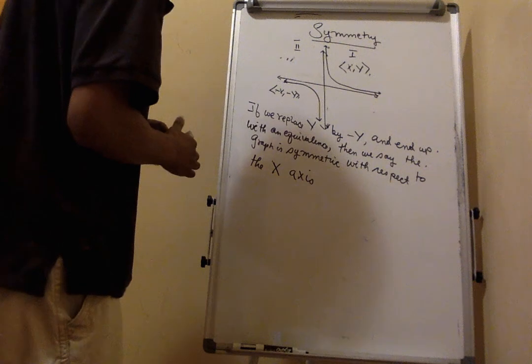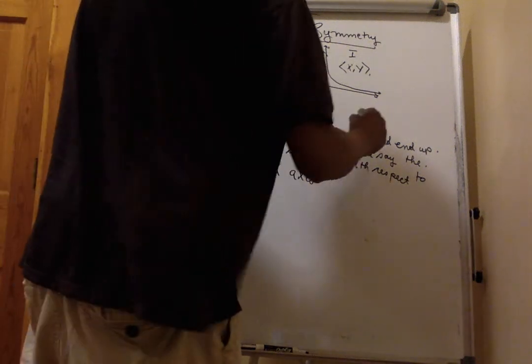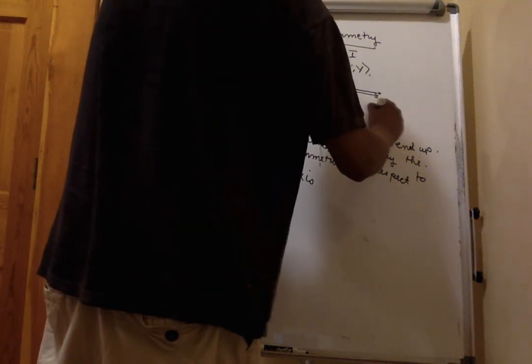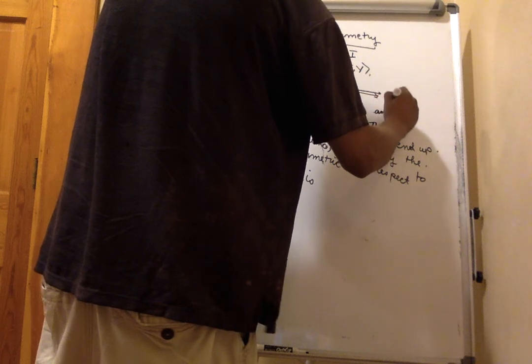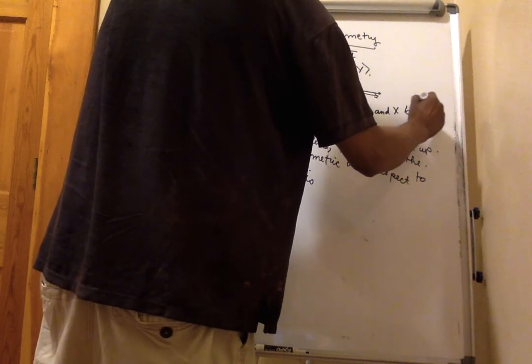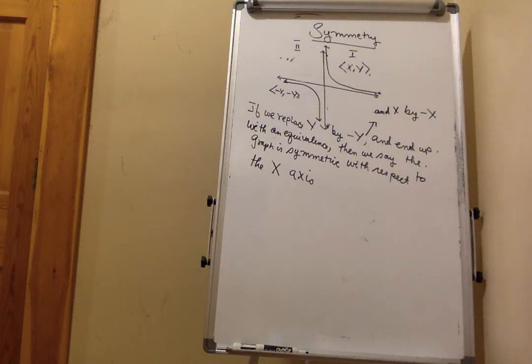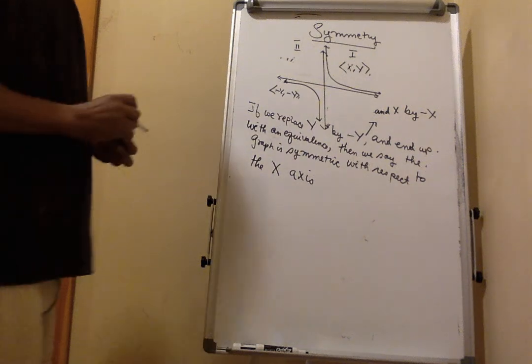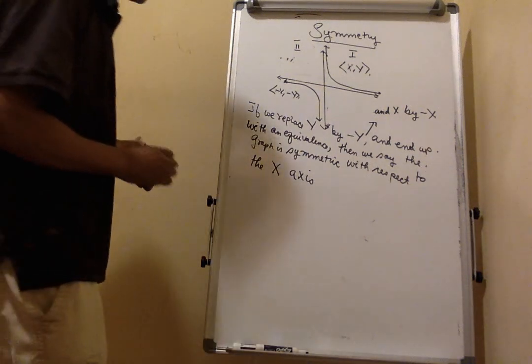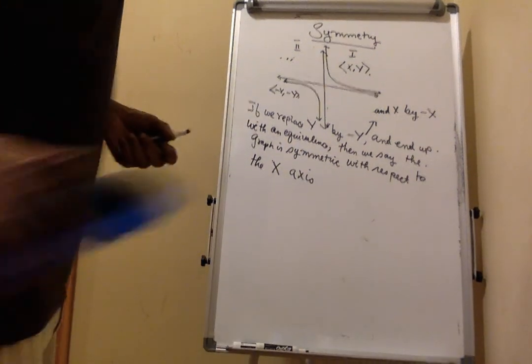Therefore, if we replace y by negative y and x by negative x, meaning replacing both positive values with negative values, and end up with an equivalent, then we say the graph is symmetric with respect to what? To the origin.